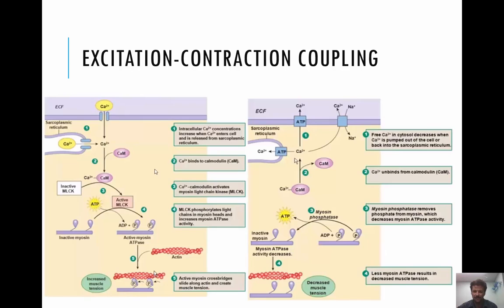And you can see that in this diagram here, where the myosin phosphatase is removing the phosphate from the myosin, leading to the breaking of the cross bridge and a decrease in tension. And so you realize the process is very, very different in smooth muscle contraction, the process of excitation contraction coupling.